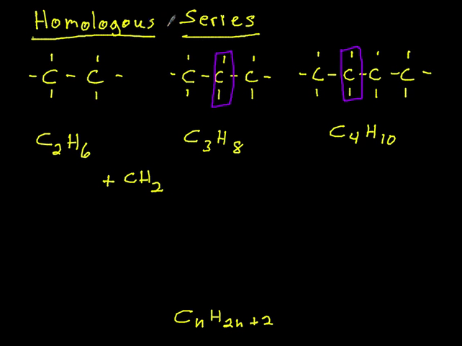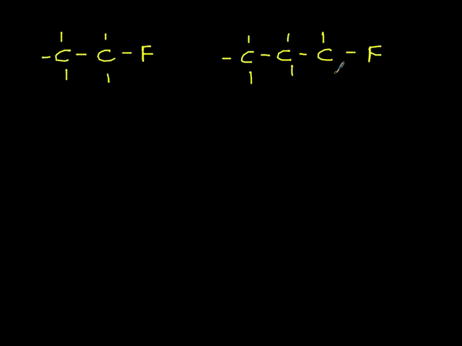A homologous series differs from one member to the next by the addition of a CH2. And that's what makes them different. By adding a CH2, we'll move to the next member of the homologous series. Here is another example of a homologous series. They don't have to be alkanes.